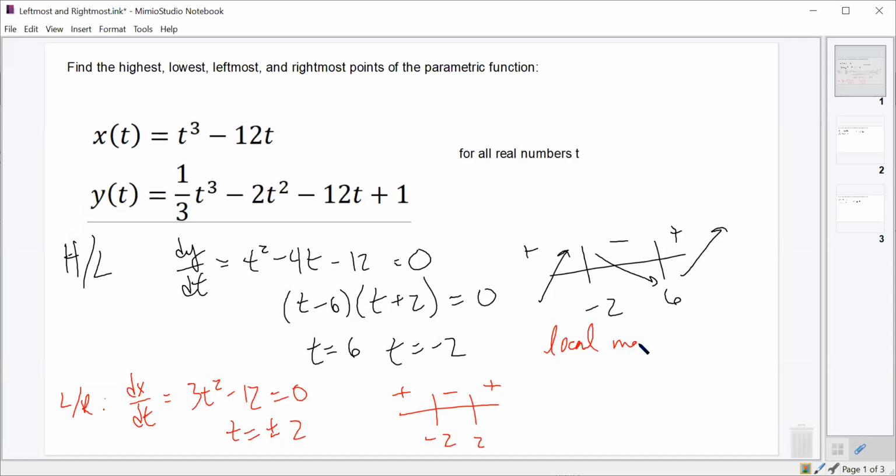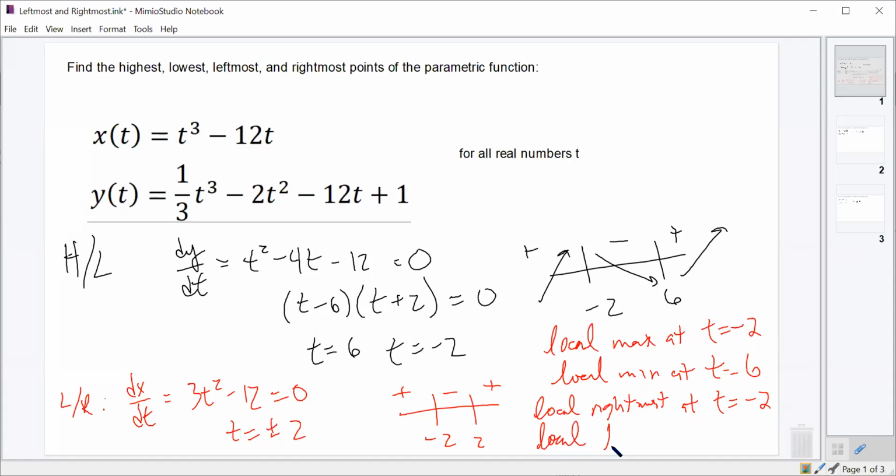So we have a local max at t equals -2, and we have a local min at t equals 6. And we have a local rightmost at t equals -2, and we have a local leftmost at t equals 2. Good or no?